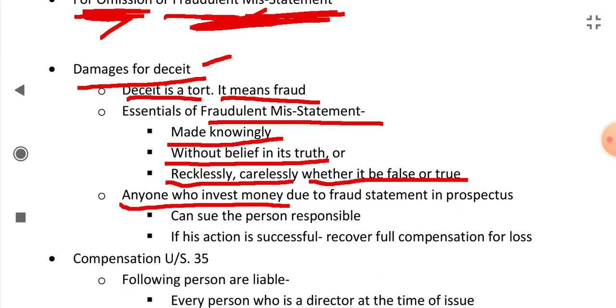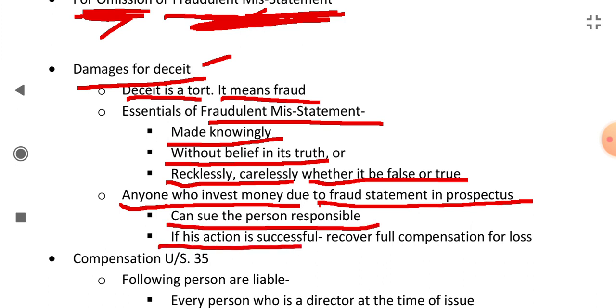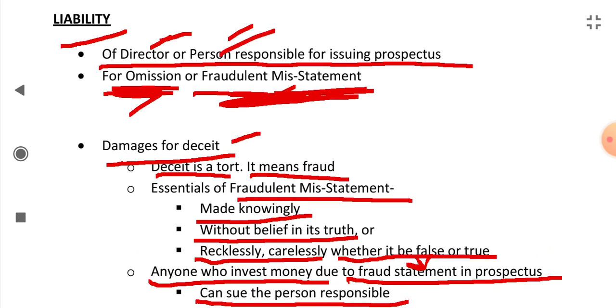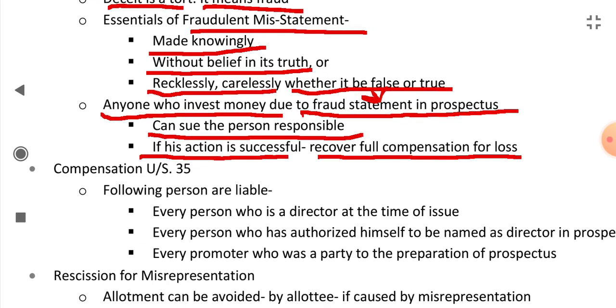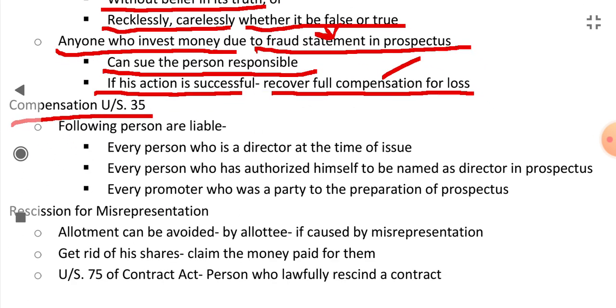Anyone who invests money due to a fraudulent statement in a prospectus can sue the person responsible. If his action is successful, he can recover full compensation for the loss. If someone believes the fraudulent statement and invests his money and loses something, he can sue the persons responsible. These persons, the directors and the persons who issued the prospectus, he could sue them and recover full compensation for the loss. The compensation is given under section 35, and the following persons are responsible.